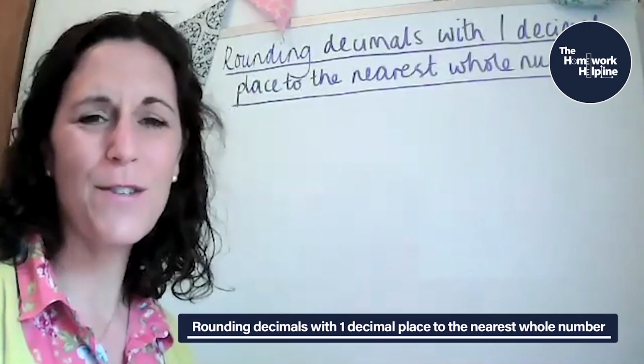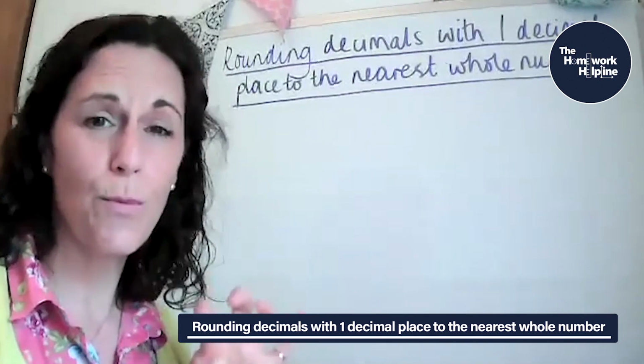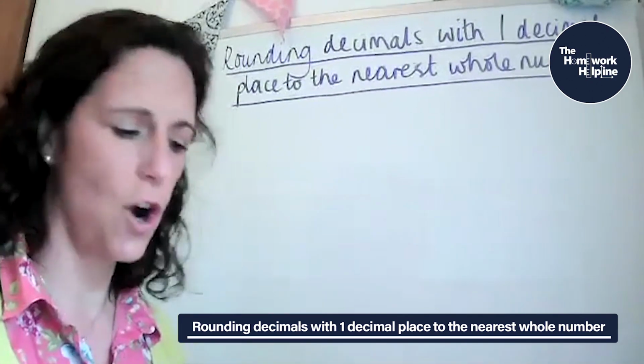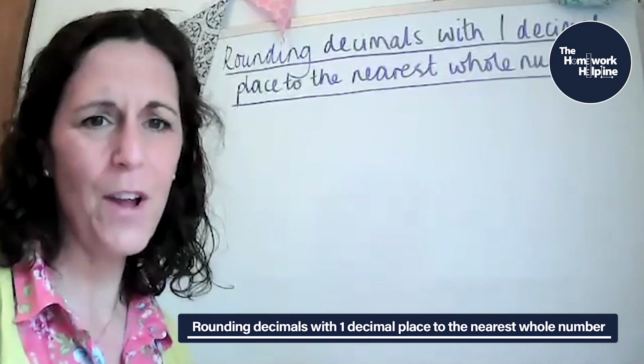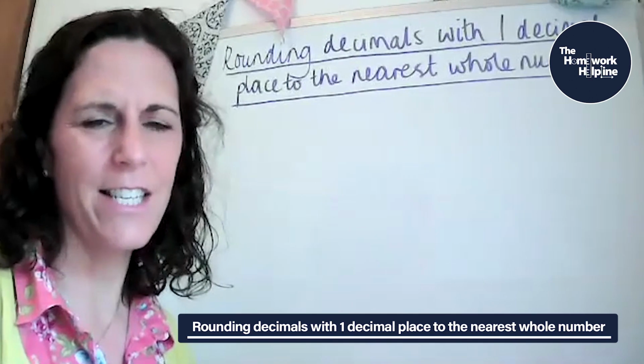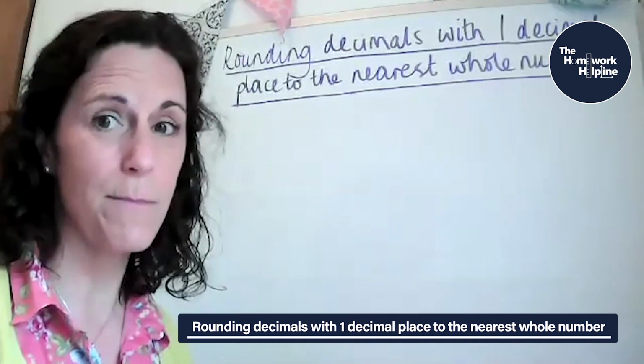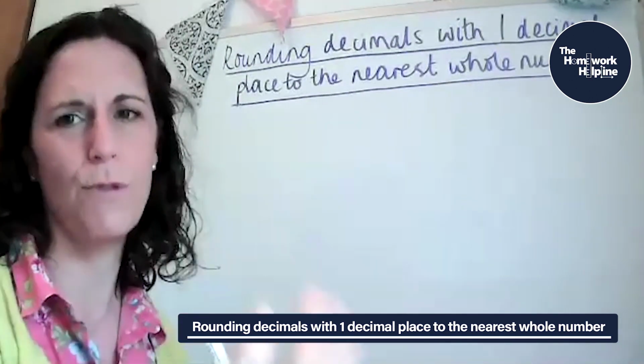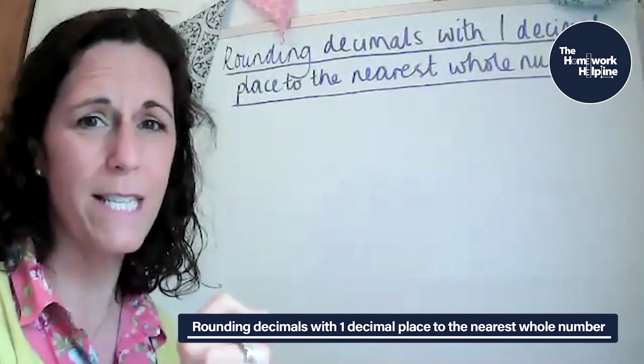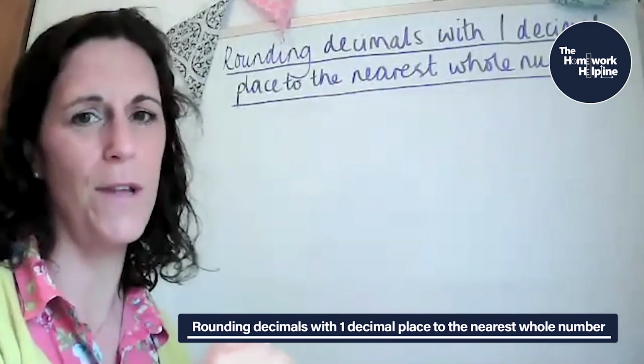Welcome to this Maths Blast, which is for rounding decimals with one decimal place to the nearest whole number. Okay, it's year 4 maths, and you can actually use the concepts further on for bigger numbers with more decimal places, but I'm going to focus on one decimal place, rounding to a whole number.